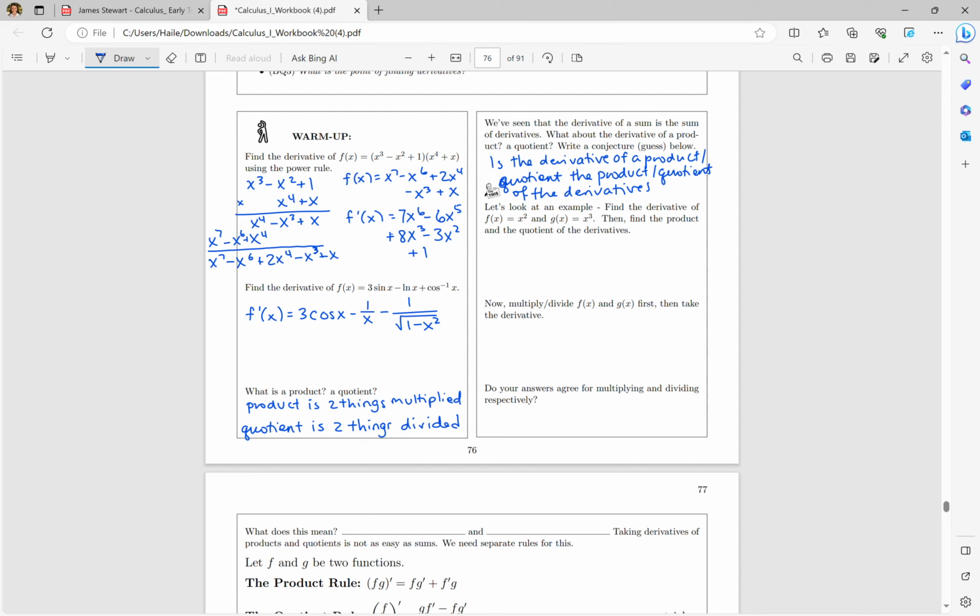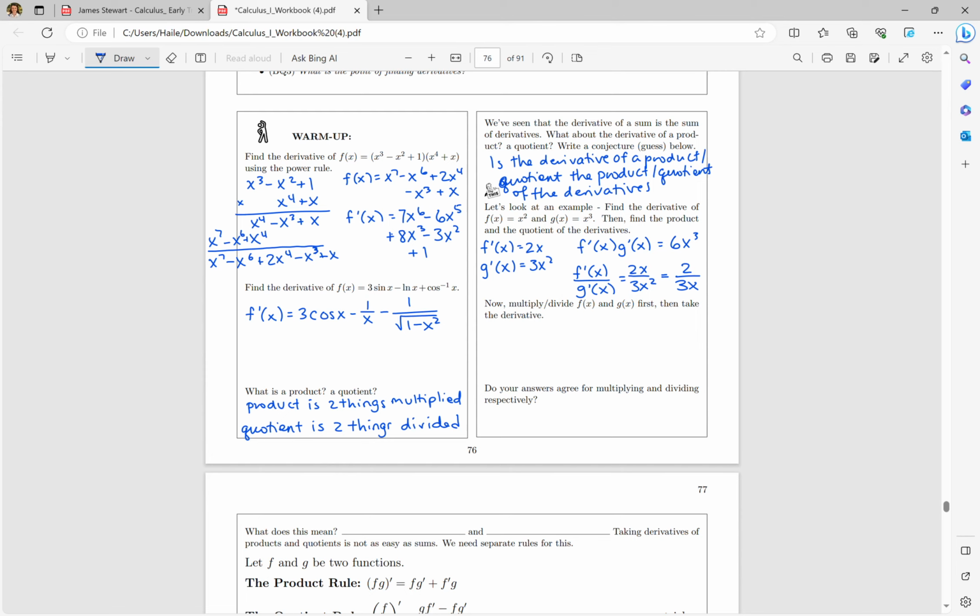So first I'm going to find f prime. So f prime of x is equal to 2x. G prime of x is equal to 3x squared. Now if I multiply these two, so f prime of x times g prime of x, that's equal to 6x to the third. And if I divide these two, that's equal to 2x over 3x squared, which is 2 over 3x.